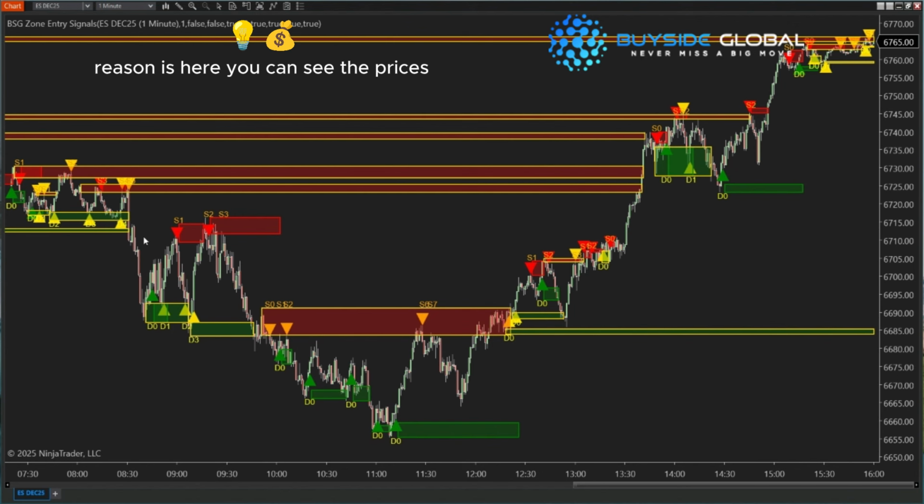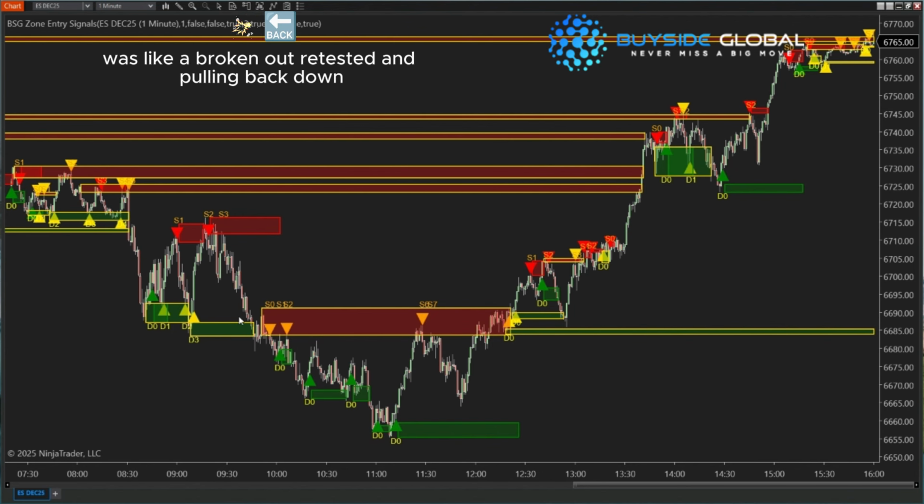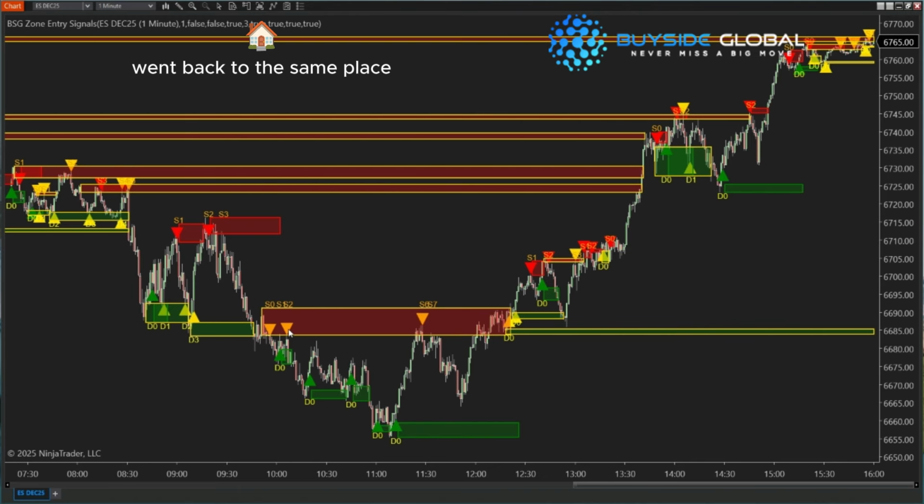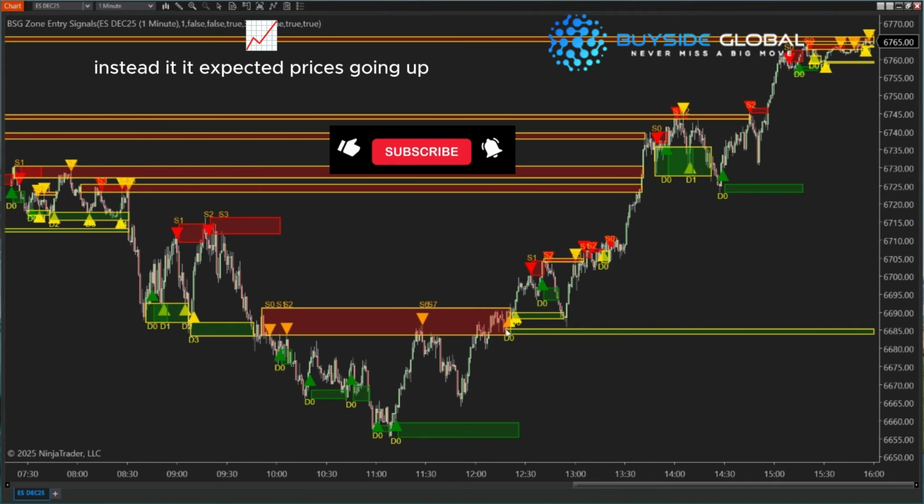The reason is, here you can see the price broke out, retested, and pulled back down. It gave the first signal. Again, price went back to the same place, going down, and it gave a second signal. Same level, it went back again a third time, and it gave you the next signal. Price went back to the same level. This time it didn't give the bounce. Remember that it didn't give you the bounce as a short trade. Instead it expected prices to go up. It gave you the long signal, arrow up.